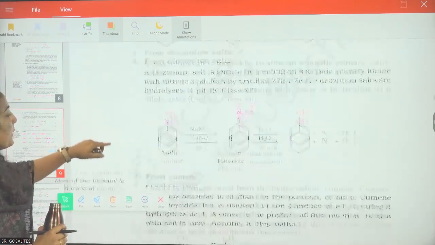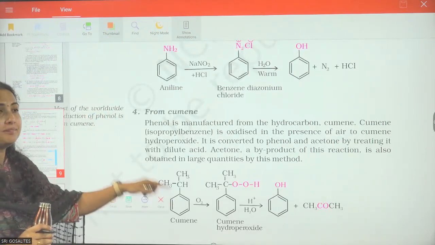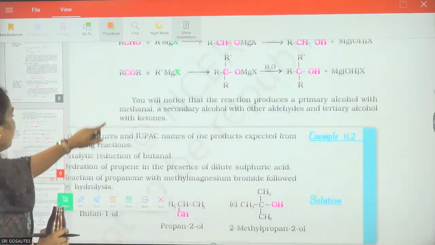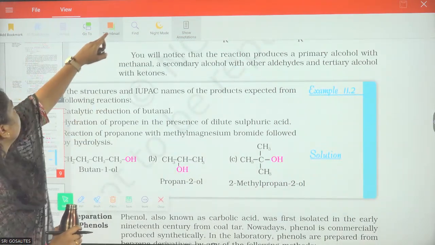And this phenol preparation from cumene is important. So you must remember that also. This particular question which I'm talking about.